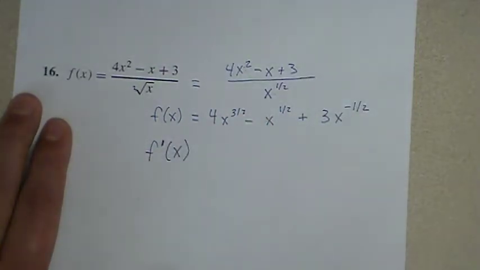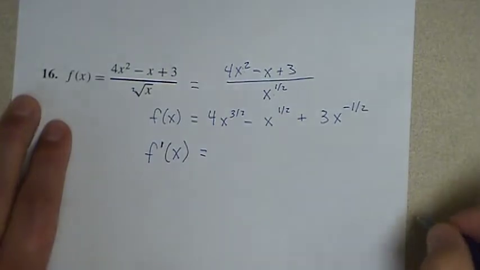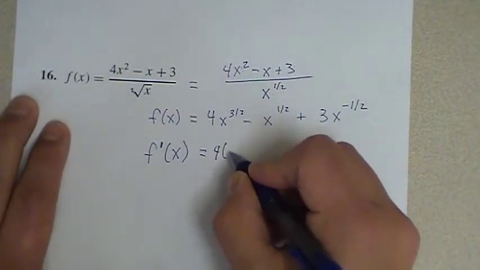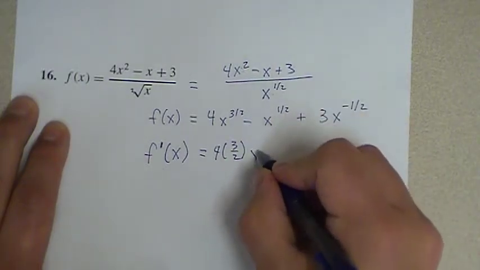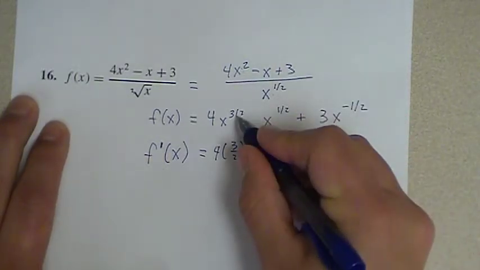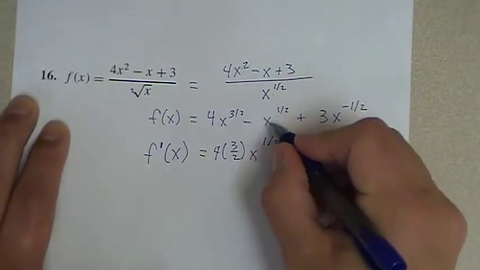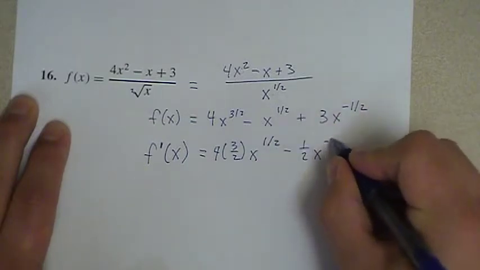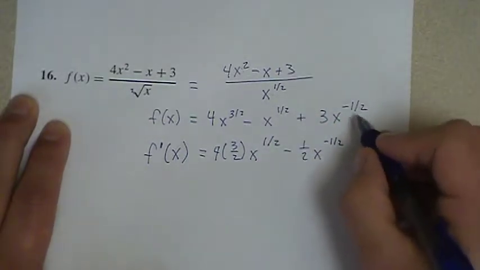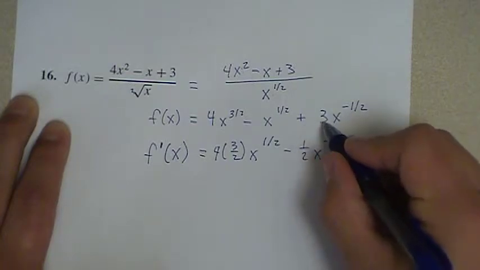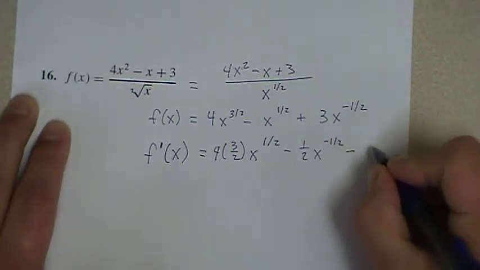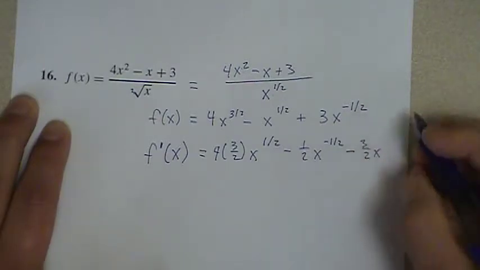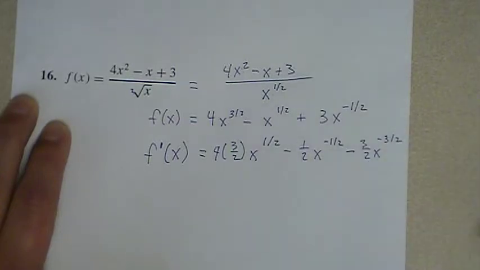So here's f prime of x, and if I apply the power rule for derivatives, I'm going to have 4 times 3/2. So I'll write out an extra line here. I'm going to have 4 times 3/2. I'm going to have to subtract 1 from this exponent. I'm going to have the negative 1 times 1/2. That'll give me negative 1/2. I'm going to have to subtract 1 from this exponent, and that'll be my new exponent. And then I'm going to have positive 3 times negative 1/2, which will give me a negative answer. 3 times 1/2 would be 3/2. And then I need to subtract 1 from that exponent, and it would become a negative 3/2.